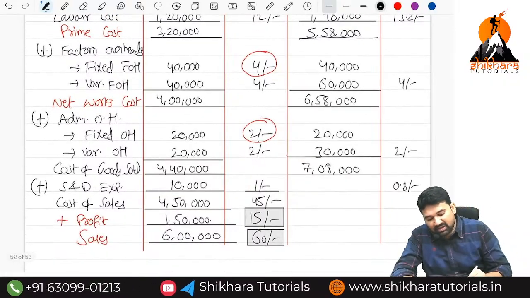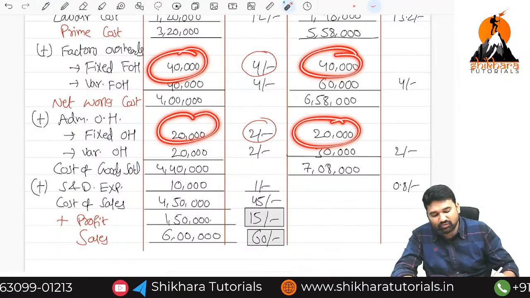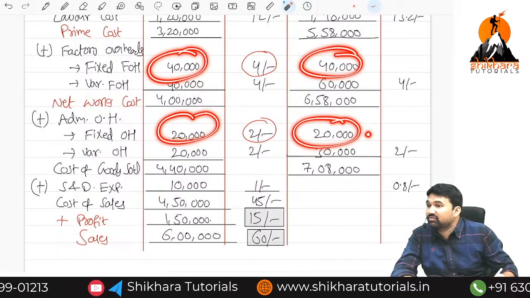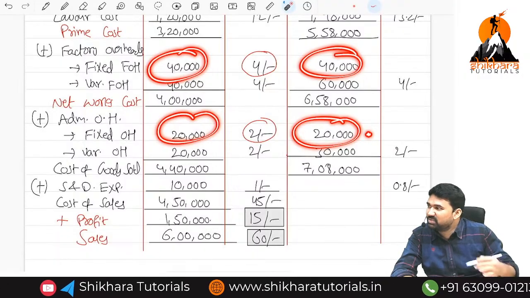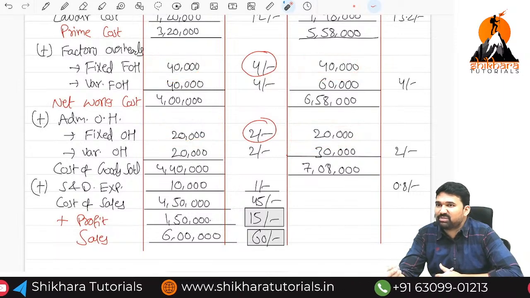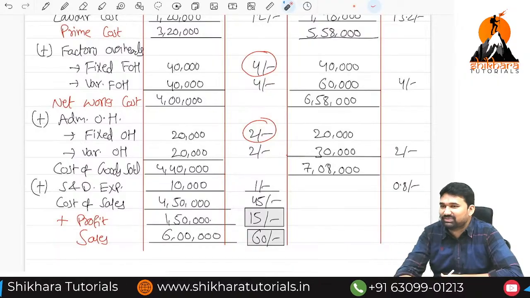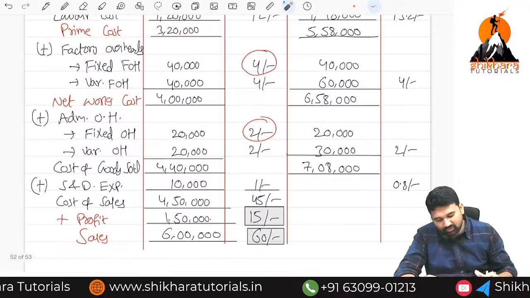Sir, why are we repeating the same figures in all four circles? Why? Fixed overhead is always fixed, irrespective of production. It may be 10,000 units or it may be 15,000. It may be 1 unit also. You have to write the same. Okay. Next, very good. Follow.